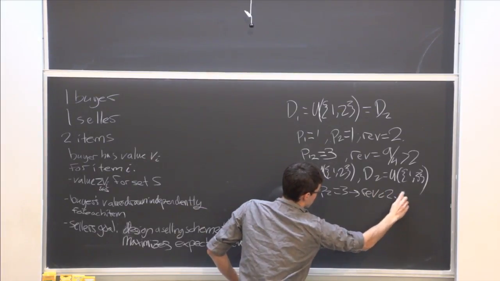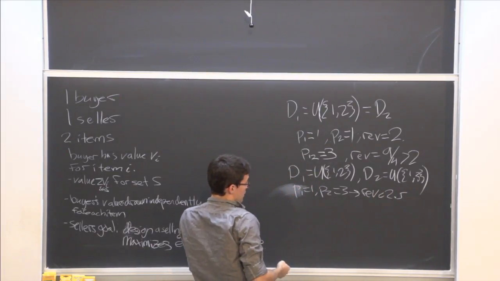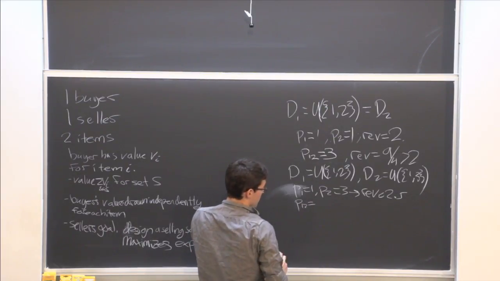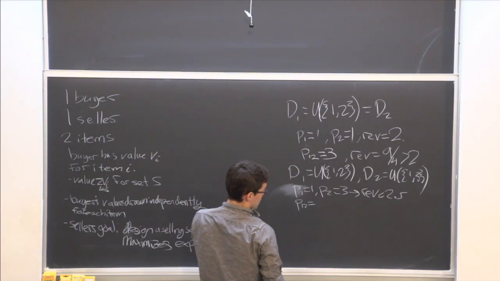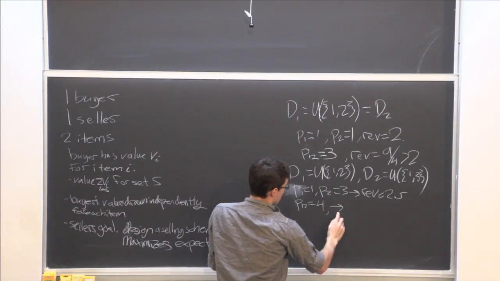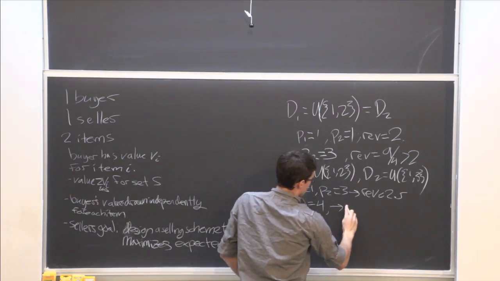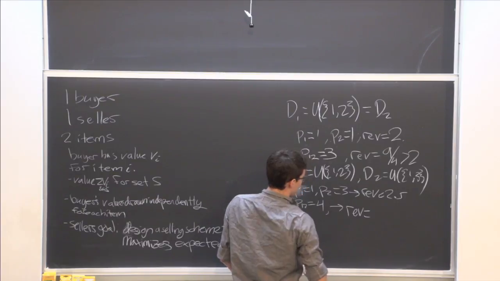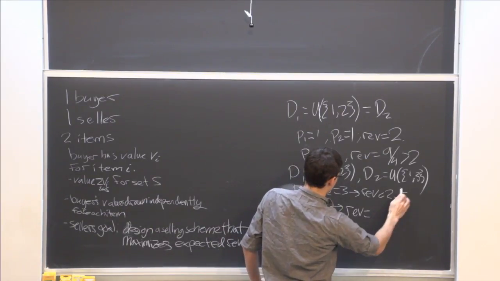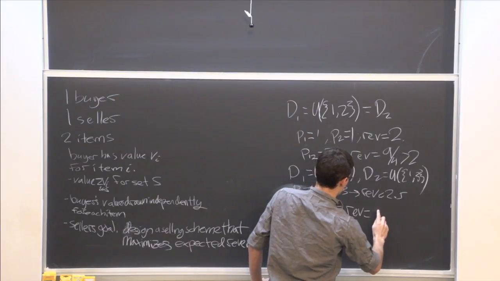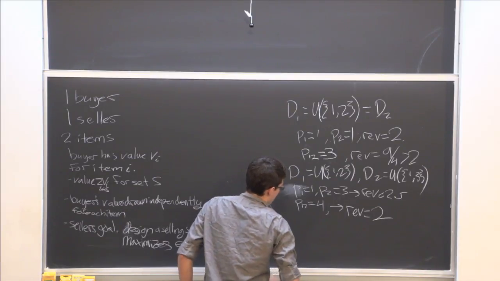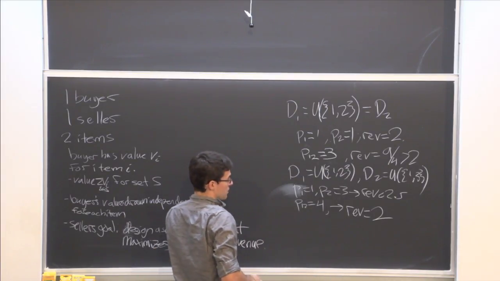you revenue 2.5. Another thing you can do is you can set P1 equals 2, I think 4 is the best, and this will give you revenue, maybe you can do better. This will give you revenue 2. And something better you can do in this case actually uses randomization.